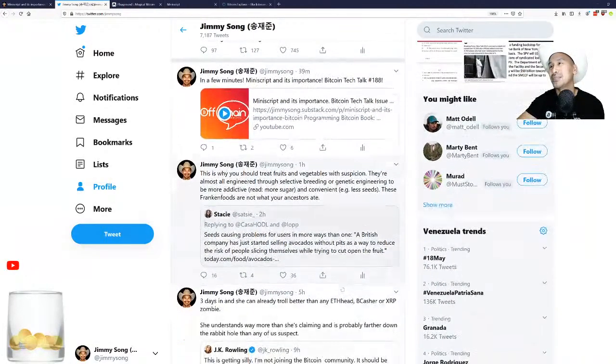And this last tweet, seeds. So it's about a seedless avocado, and I wrote, this is why you should treat fruits and vegetables with suspicion. They're almost all engineered through selective breeding or genetic engineering to be more addictive. That is, have more sugar or fewer seeds. If you want to know more about this, find out how watermelons are seedless. Where the heck do they get seedless watermelons? Yeah, you'll find out exactly how they selectively breed this stuff.